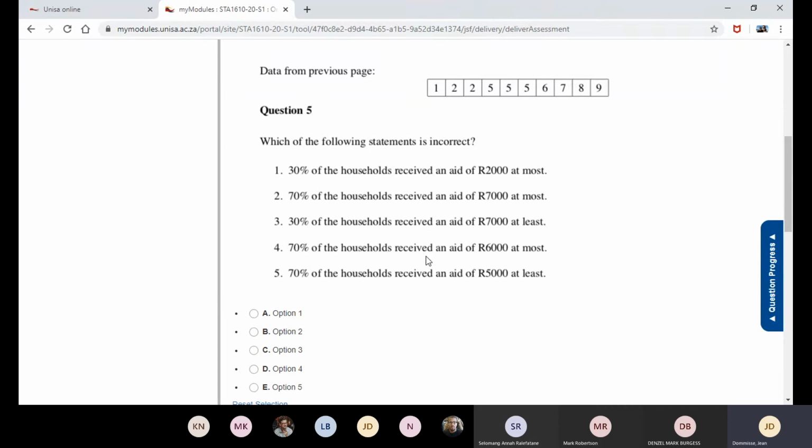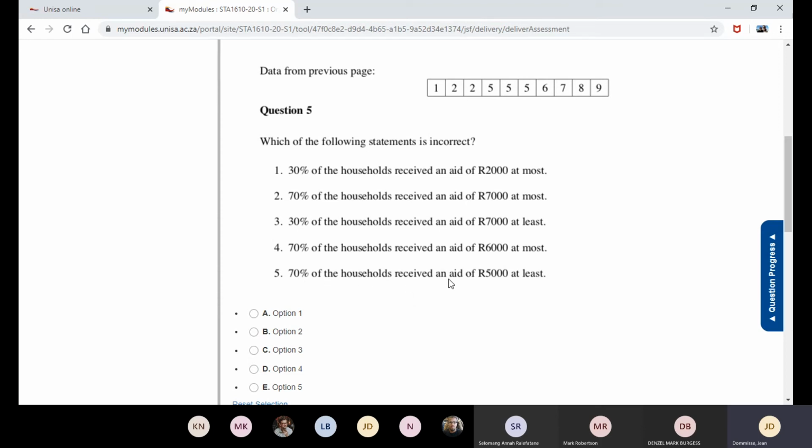70% of a household received an aid of 6,000 at most. At most. So that is the 70%. So I'm happy with that because that's 1, 2, 3, 4, 5, 6, 7. 7 out of 10 is the 70%.